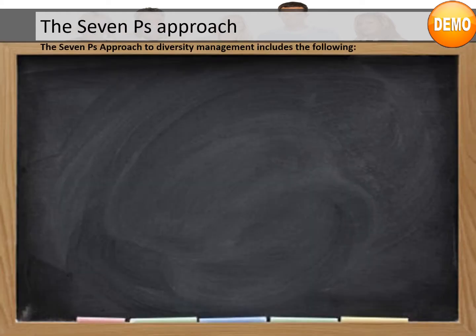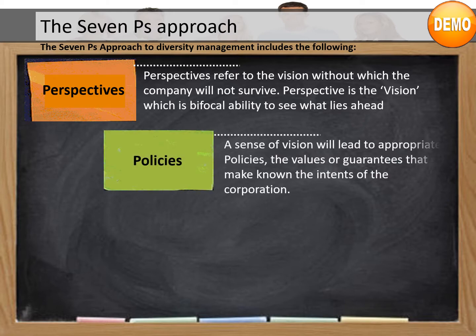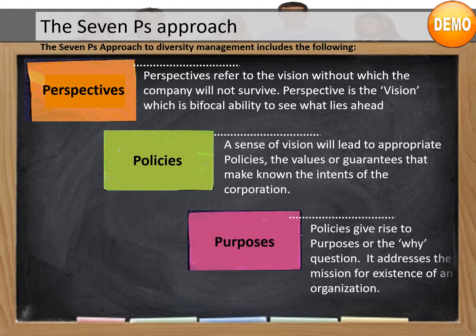The 7Ps approach to diversity management includes the following. Perspectives. Perspectives refer to the vision without which the company will not survive. Perspective is the vision, which is the bifocal ability to see what lies ahead. Policies. A sense of vision that will lead to appropriate policies, the values or guarantees that make known the intents of the corporation. Purposes. Policies give rise to purpose, or the why question. It addresses the mission for existence of an organization.